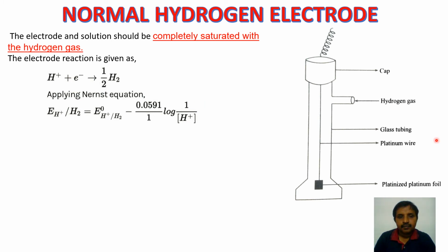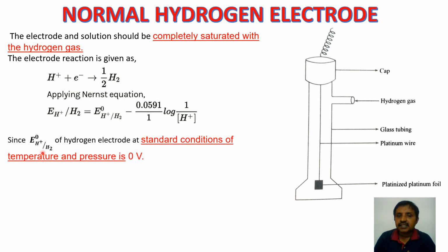Here, the standard potential of the hydrogen electrode at standard conditions, that is at standard temperature and pressure, is equal to 0. That is, the standard potential is equal to 0. So on substituting 0 here, we get the cell potential is equal to 0 minus 0.0591 by 1, log 1 by H plus ion concentration.